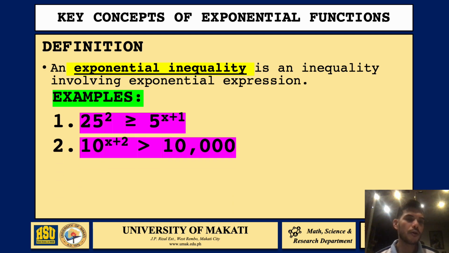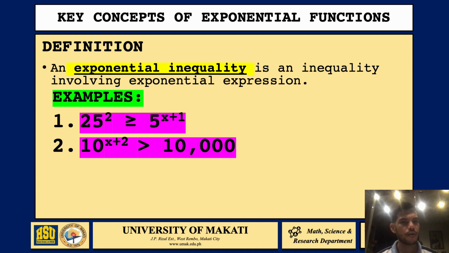Another example of an exponential inequality is 10 raised to x plus 2 is greater than 10,000. As you can see, the inequality symbol is greater than. And the expression 10 raised to x plus 2 is an exponential expression because the exponent contains a variable.